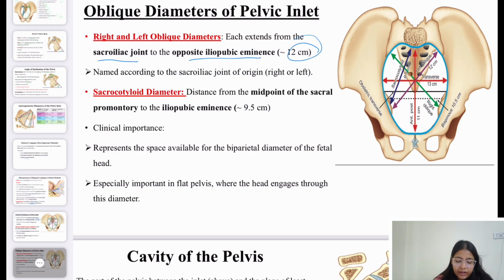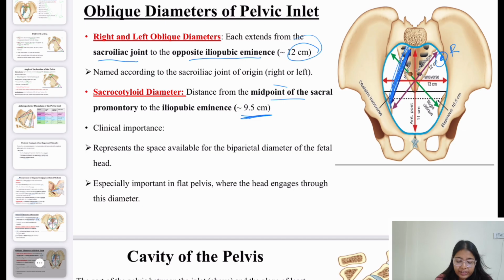Okay, and it is named according to the sacroiliac joint. So if you are taking the right sacroiliac joint and the left iliopubic eminence, the diameter will be called the right oblique diameter, depending on which side's sacroiliac joint you are taking. Now sacrocotyloid diameter, from the middle point of the sacral promontory to the iliopubic eminence. This is the sacrocotyloid diameter. Okay, this is 9.5 cm.